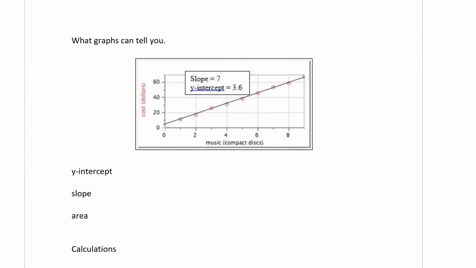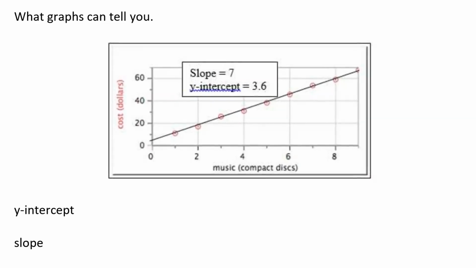Some other things that graphs can tell you. So here's a graph. Let's look at it. It's a graph of the cost in dollars if you're going to order music in compact discs. Oh, you guys might be too young to know, but compact discs is before MP3s were everywhere. That's how you would order music. In this case, I think it's the price if you're going to order something, let's say on Amazon.